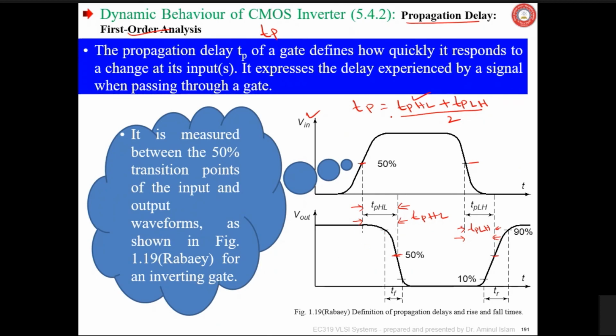Now tell me, if you want to have TP-HL equals TP-LH, what is needed? How will you design the inverter so that it will become this? Ideally it is required. Both should be equal. How can we design or think of designing this? Somebody tell.